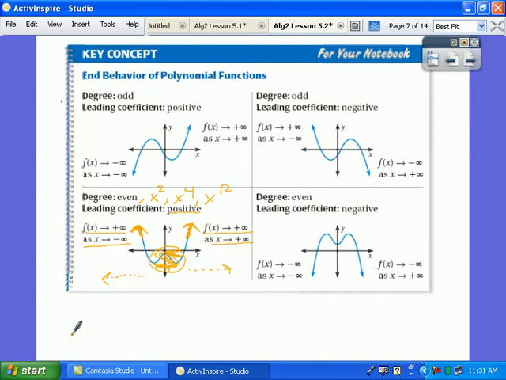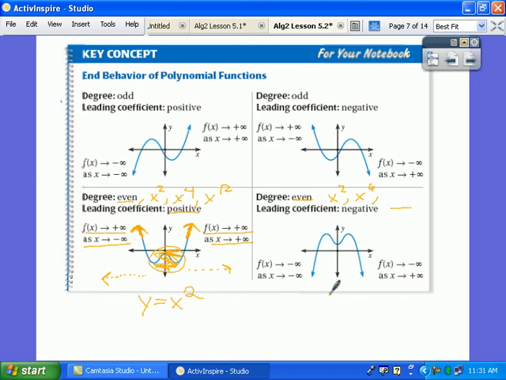And the good news is you've already seen this. If I give you the graph y equals x squared, think about the end behavior of y equals x squared. As x goes to positive infinity, we get the part of the parabola facing up here. As x goes to negative infinity, we get part of the parabola facing up as well. So we're talking about even degreed, positive leading coefficient.